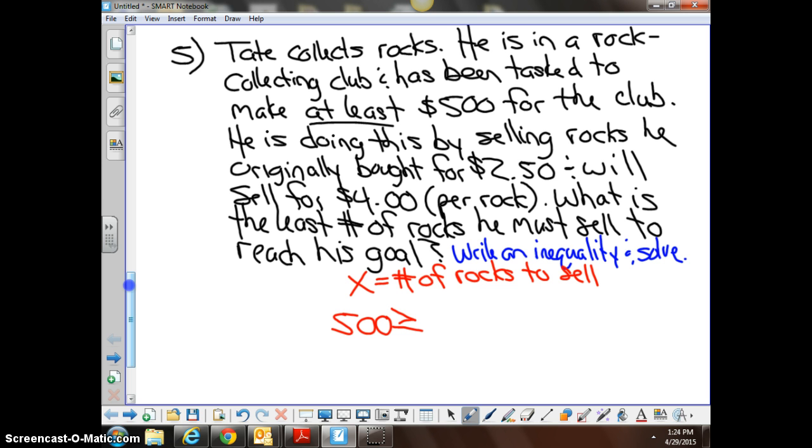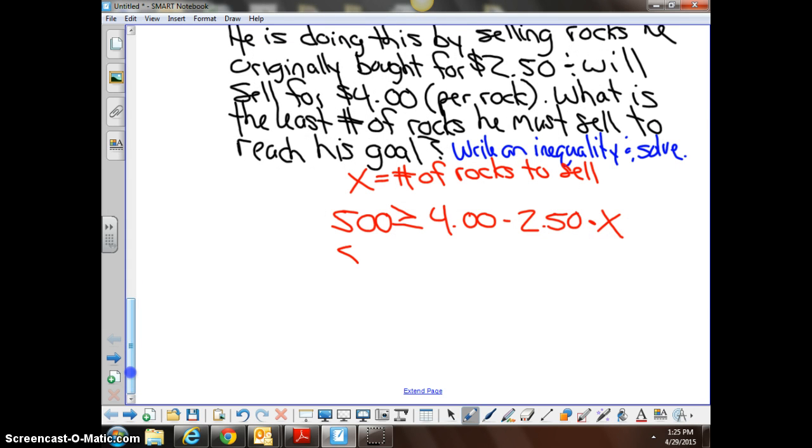And 1.5x comes from the fact that he buys for $2.50 and he sells for $4. So you got $1.50 from 4 minus 2.50 times x. I'm sorry, r is what I have in my notes, we'll call this x, right? Ben said 1.5x, and 1.5x comes from the fact that he sells the rocks for $4 and bought them for $2.50. So for every rock he sells, he makes $1.50. Okay, so we've got 500 is greater than or equal to 1.5x. You guys cool with that?